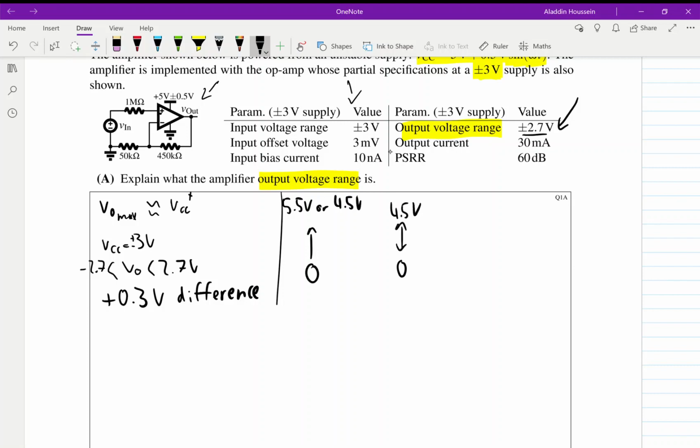We also observed earlier that there is a plus 0.3 volt boundary difference from the rails. So our actual range is going to be 0.3 volts to 4.2 volts. And that is the output voltage range of a 5 volt amplifier given these parameters. Okay.